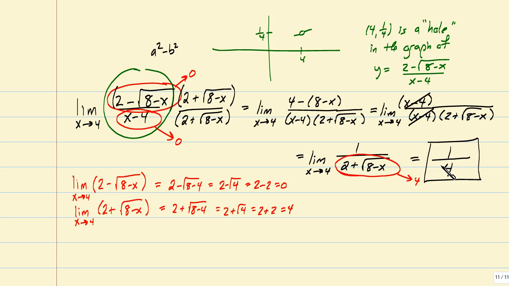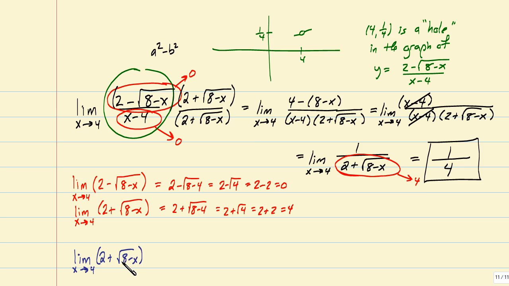This problem is effectively done, except for I want to go back and just illustrate why we knew we could just plug 4 in to evaluate both of these limits. Let's just take one of them, and then the argument for the other will be clear. First, looking at the limit as x approaches 4 of 2 plus the square root of 8 minus x, so we're looking at this one here.